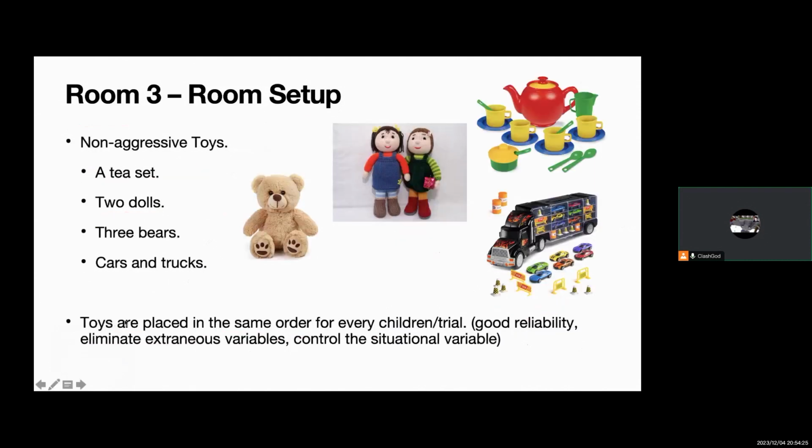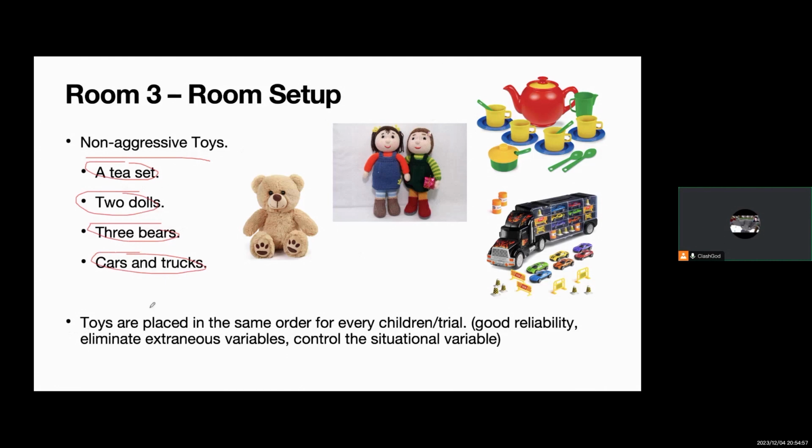There are also non-aggressive toys, and there are 4 of them. There's a tea set, as you can see here. There are 2 dolls, 3 bears, and cars and trucks. These are the non-aggressive toys. Just straight up memorization, not much I can say here. But I think you just need to know about 2 of these. You do not need to know all of them. So just pick the ones you think are the easiest to remember.